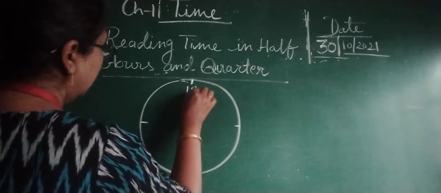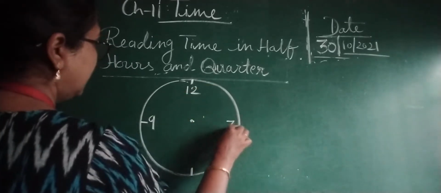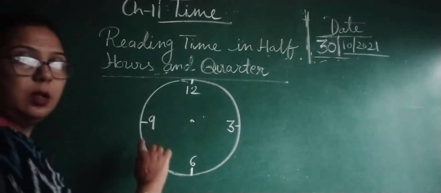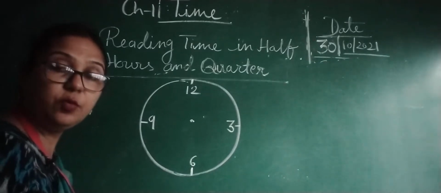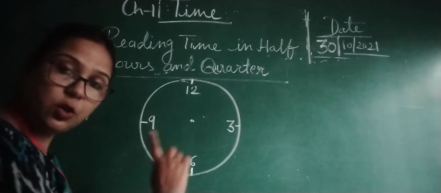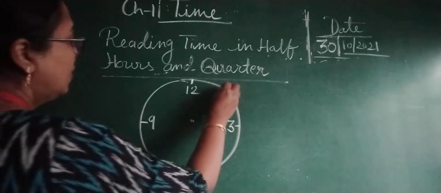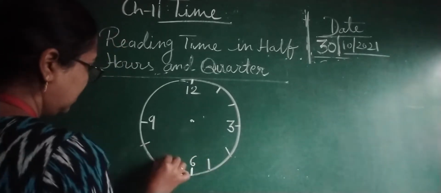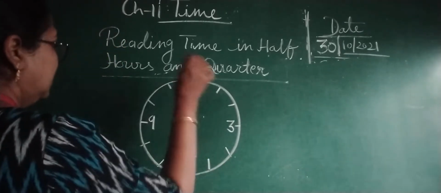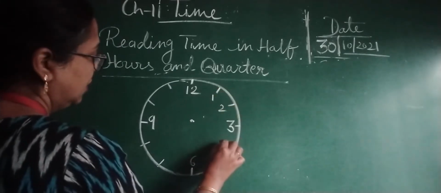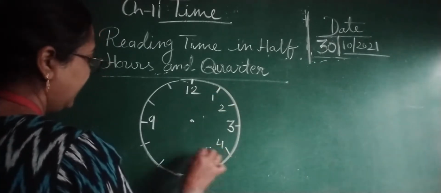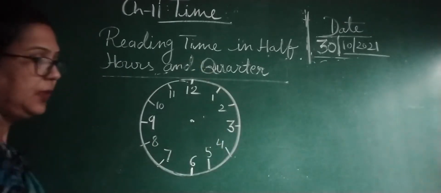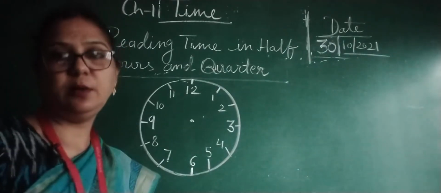This is 12, this is 9, this is 3 and this is 6. Children, these are the 4 major points that you have to draw in the clock. Otherwise, your clock will be incomplete. Now we will divide the clock into equal parts. This is 1, 2, 3 is already written, 4 and 5. This is 7, this is 8, this is 10 and this is 11. And here the clock is completed, children.